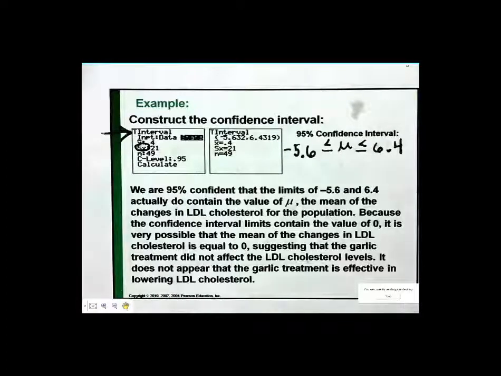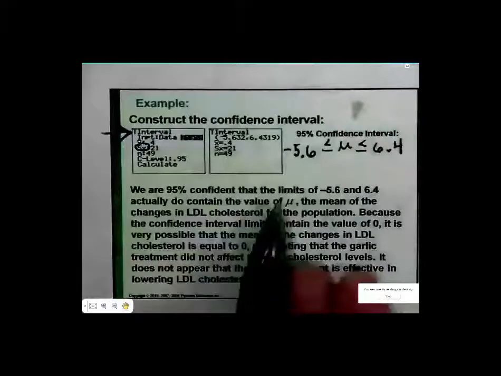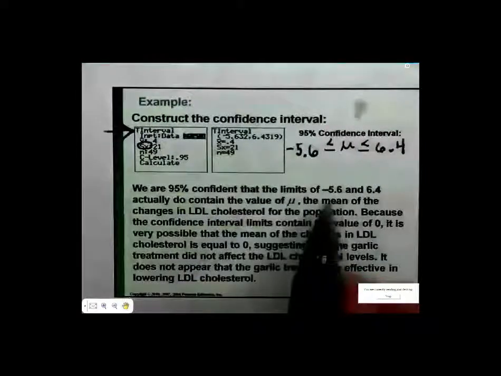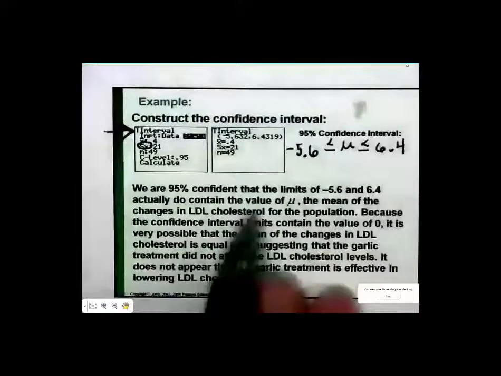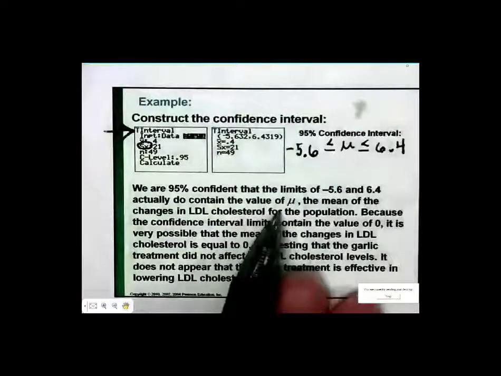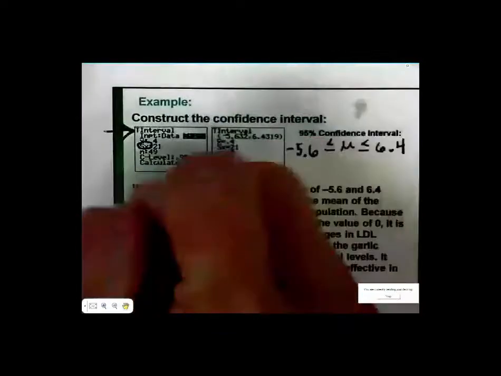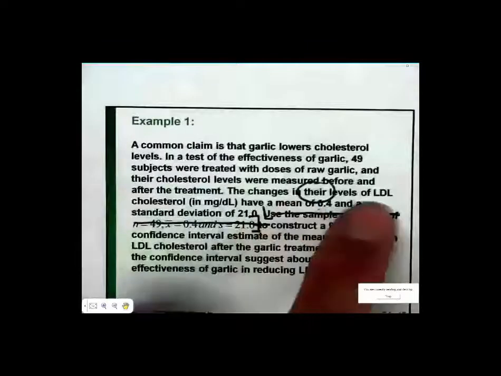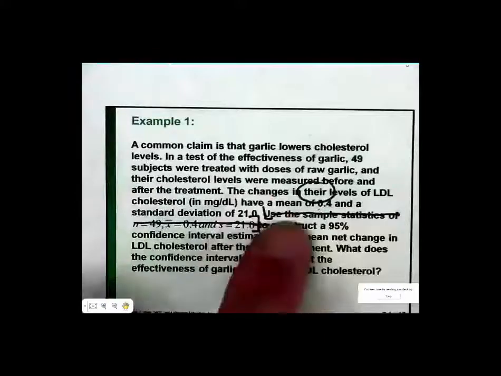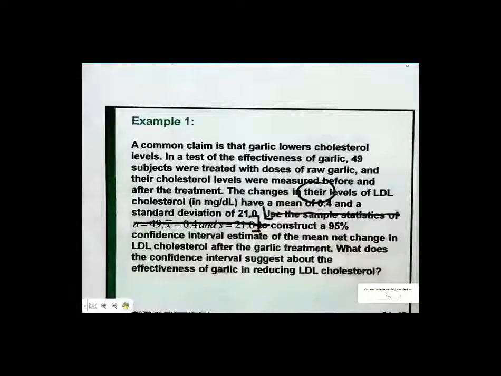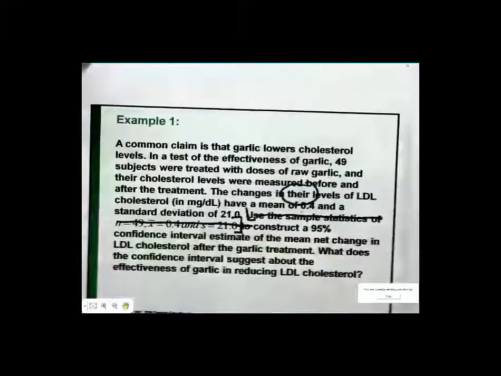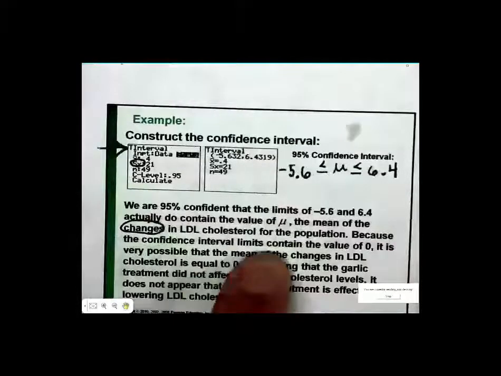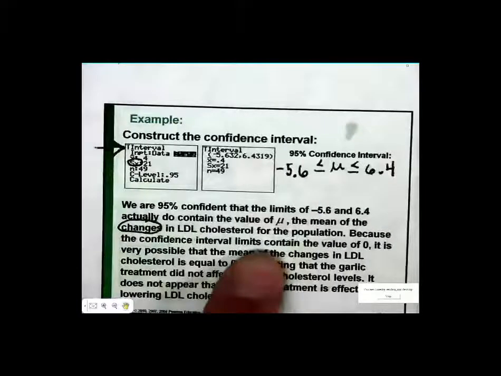We're 95% confident that the limits of negative 5.6 and 6.4 actually do contain the value of mu, but mu is the mean of the changes in cholesterol, which was said right here. The changes in their levels have a mean. It's not their level that has a mean, but the changes in their level. Because the confidence interval limits contain the value of 0, zero's in there, what would the mean being 0 mean?